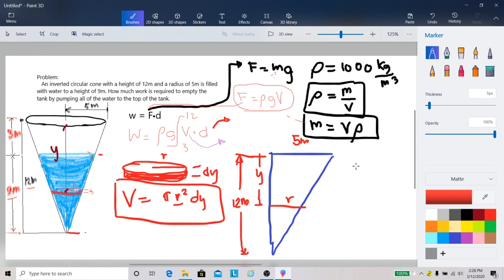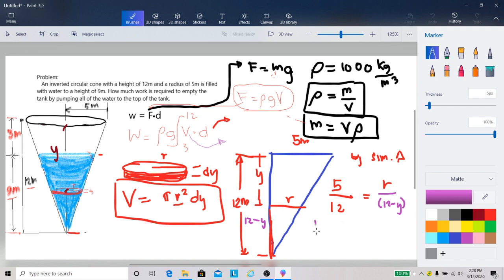Okay, so we say by similar triangles, 5 is to the whole thing, 12, as r is to this value here. But what will be that one? If this is 12 and this is y, that is actually 12 minus y. So 5 is to 12 as r is to 12 minus y. So that will be our equation.